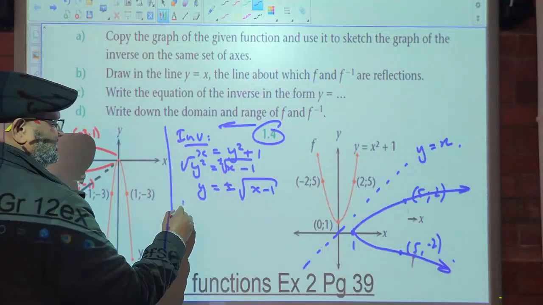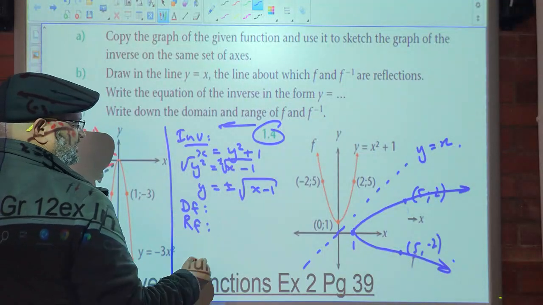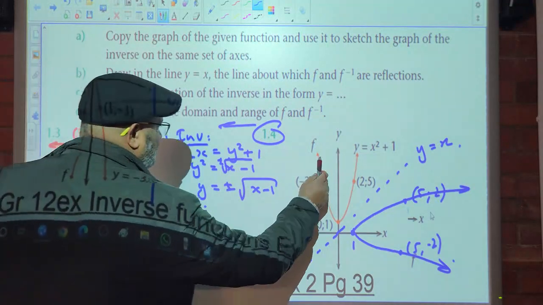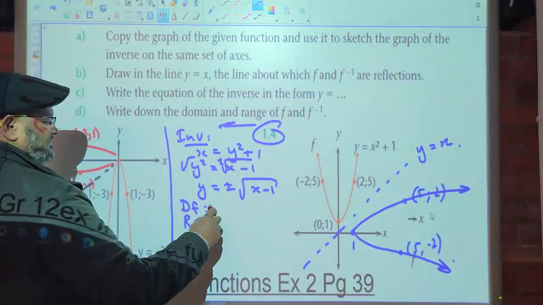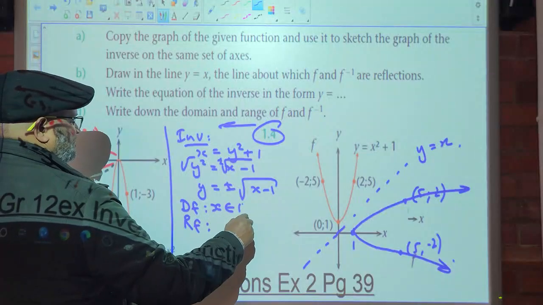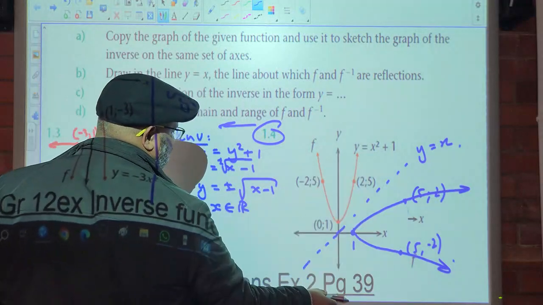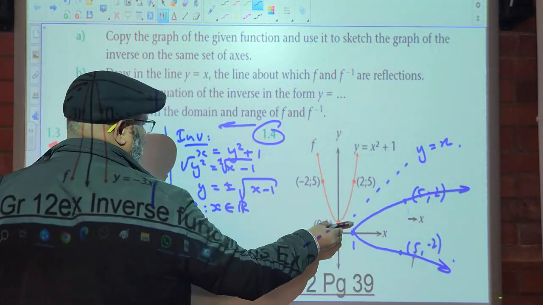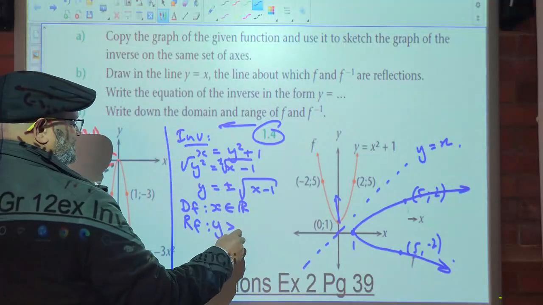Write down the domain. Domain of function, range of function. What's my domain of the function? It goes to positive infinity and negative infinity. So x is an element of all real numbers. The range. This graph exists at negative infinity. Now where does it start existing at? 1 onwards. So y is greater than or equal to 1.